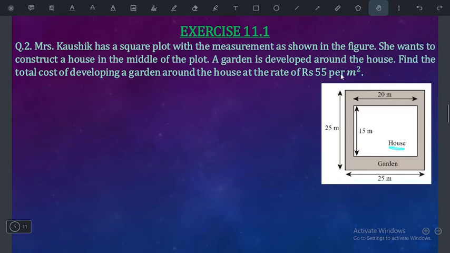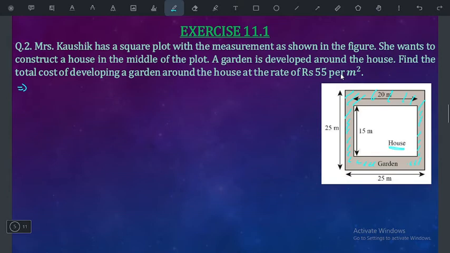First of all, we find out the area of the garden, this gray portion. How can we find out this gray portion? First of all, area of the plot minus area of the house.